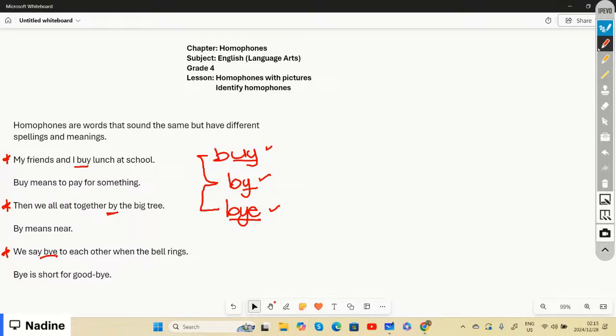All right. So now what I'm going to do is we're going to look at a few words that we can identify as homophones. And remember, homophones are words that sound the same. So you'll have different words that sound the same, but if you look at the spelling of the words, it is different. As well as if you were to identify the meaning of those words, then you'll also realize that it is different.